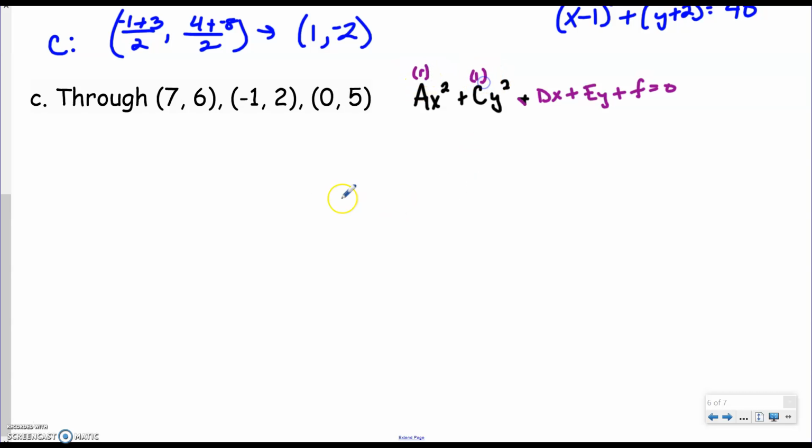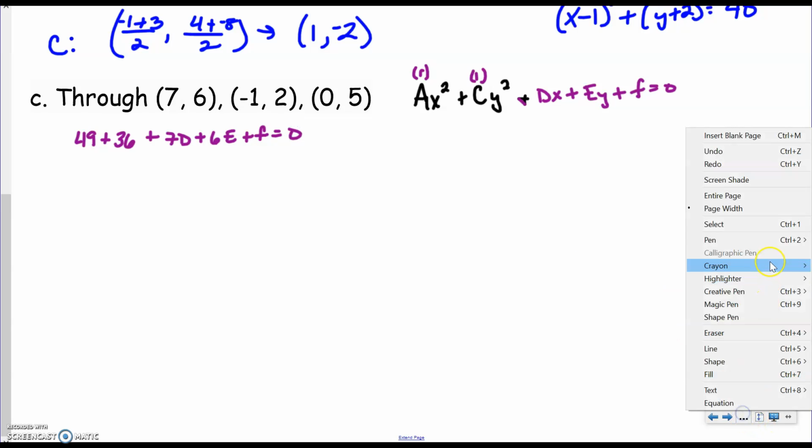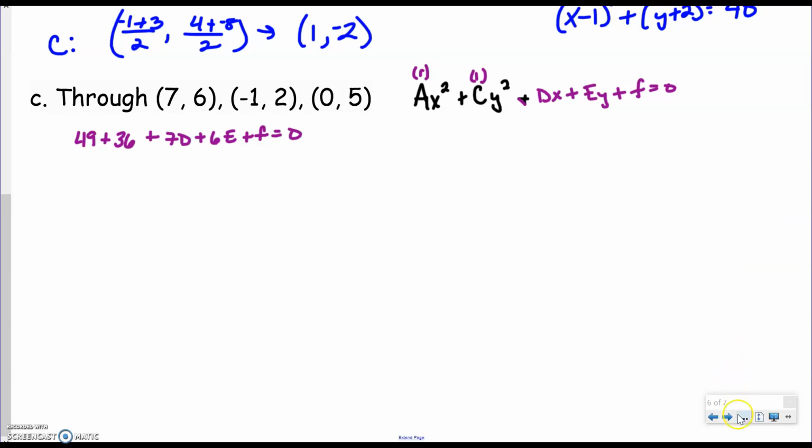at all. So what we're going to do is plug in 7 for my x's, so 7 squared is 49. Plug in 6 for my y's, so 6 squared is 36. And then I'm going to have d times x, so 7d, e times y, so 6e, and then I don't know my f yet, equals 0. And that's my first equation. So that's just using that first point. We're going to do the same thing for the other 2 points.